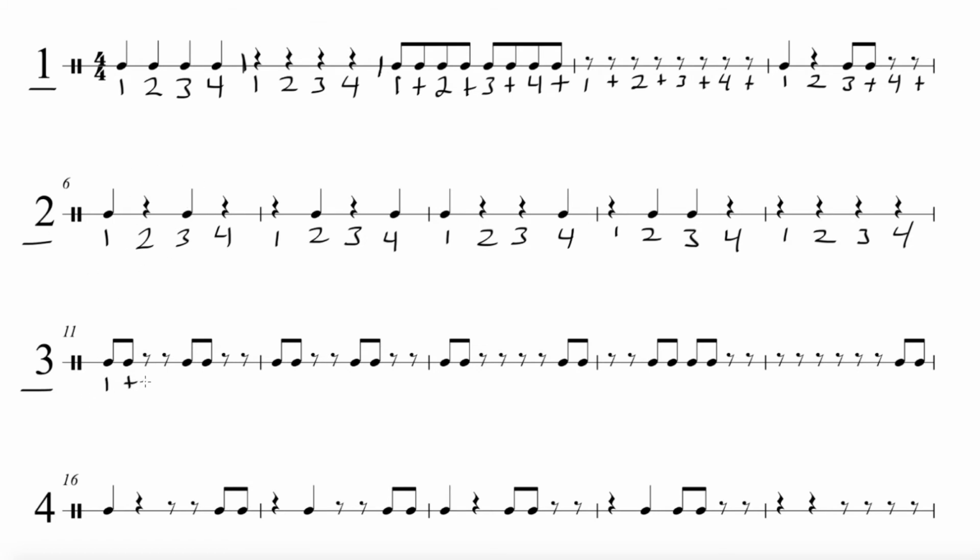1 and 2 and 3 and 4 and, bar line, 1 and 2 and 3 and 4 and 1 and 2 and 3 and 4 and. So it's all 1 and 2 and 3 and 4 and the whole way across.